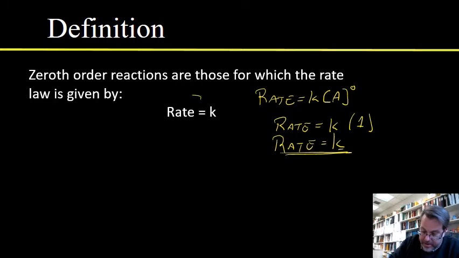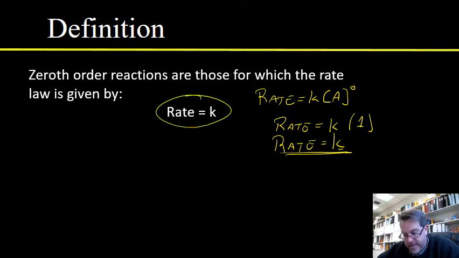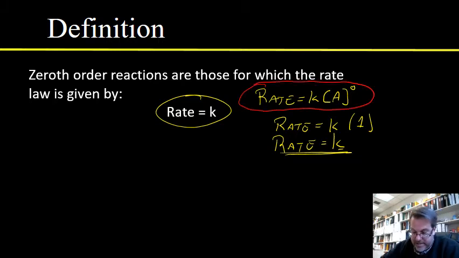Okay, so that's why reactions for which the rate law is given by this equation are called zero order kinetics, because it's the same thing as this. This is the way we want to write it, because that's much simpler. You don't need to worry about the A to the 0, but that's where the name comes from anyway, in case that seems a little confusing.